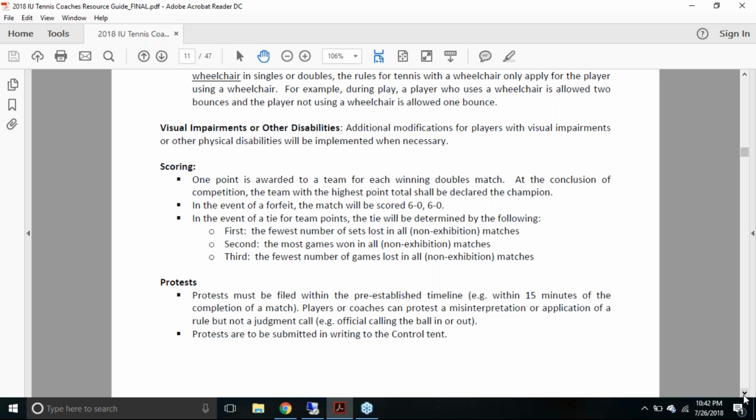For scoring, 1 point is awarded to a team for each winning doubles match. At the conclusion of competition, the team with the highest point total shall be declared the champion. In the event of a forfeit, the match will be scored 6-0, 6-0.